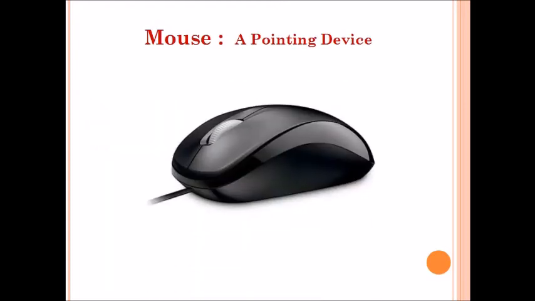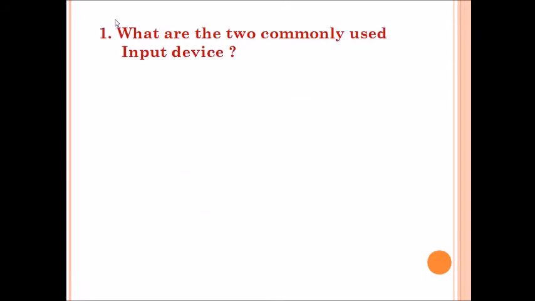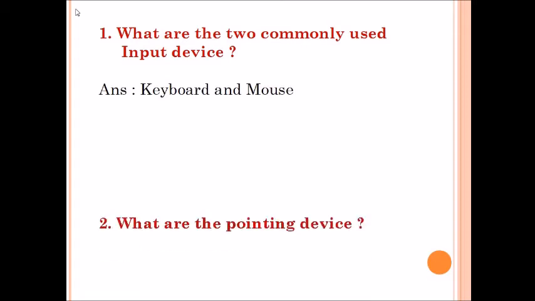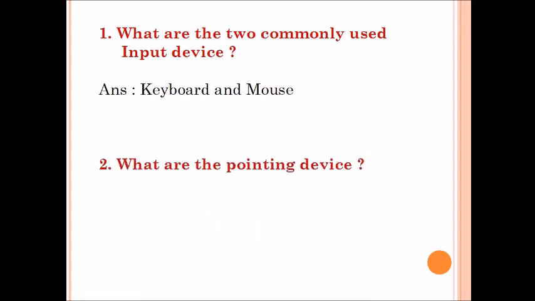Look here, this is the image of a mouse. There are mostly 2 or 3 keys: the mouse left key and right key, and in the center the scroller is used to scroll the screen upward and downward. Next, what are the 2 commonly used input devices? The answer is keyboard and mouse. Then, what are the pointing devices? The answer is mouse, joystick and touchpad. These are the 3 pointing devices used for pointing at objects.